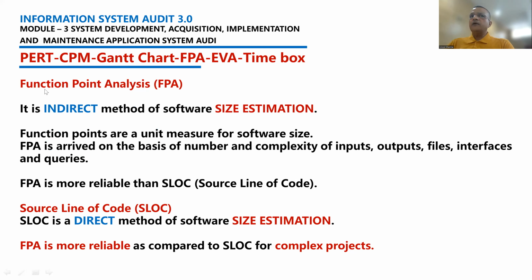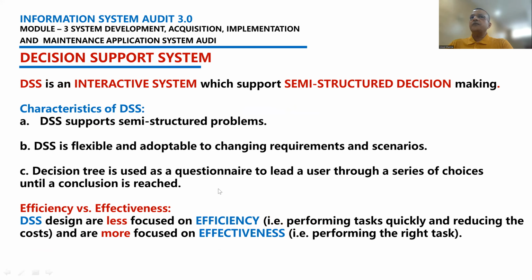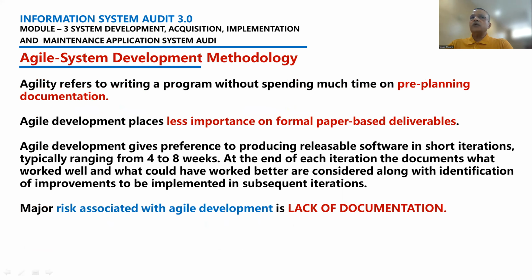But function point analysis, though it is an indirect method, will help me estimate the size of the software very realistically. So that was the reason I said that function point analysis is more reliable than source lines of code, because with source lines of code, a smart programmer, instead of writing a bulky program, can write a program which is very smartly written, right? So we did all this.